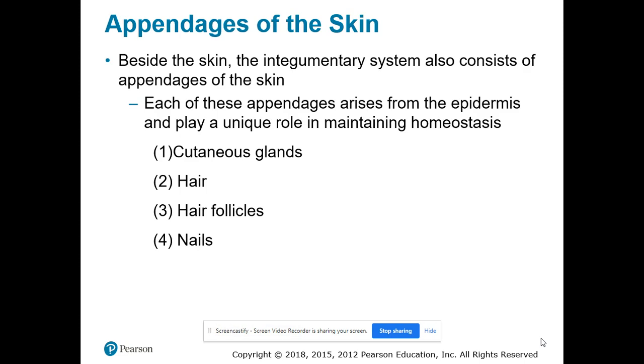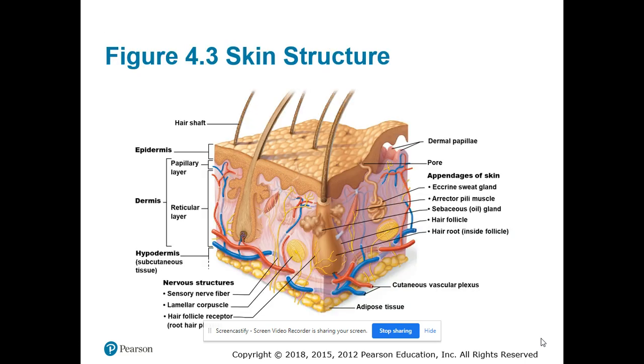So besides the skin, the integumentary system also consists of things called appendages of the skin. Each of these appendages arise from the epidermis, and they play a unique role in maintaining homeostasis. The four that we're going to talk about are cutaneous glands, hair follicles, and nails. Now, one thing I did mention on the previous slide is that they all arise from the epidermis, means that they are created in the epidermis.